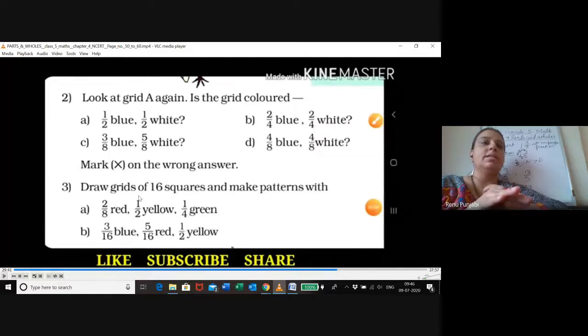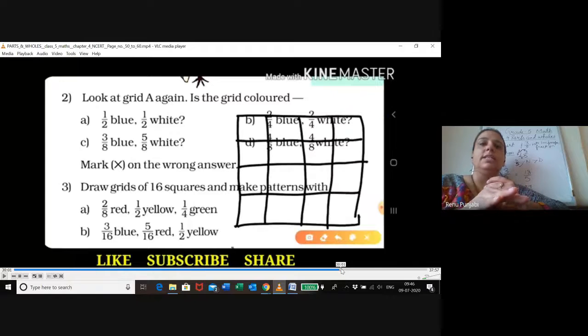Now the third is draw grids of 16 squares and pattern with 2 upon 8 red, 1 upon 2 yellow, 1 upon 4 green. This you will do in your notebook. I'll show you. This will be your home task. This way you will create a grid of 16 squares, and in that you have to color the 2 upon 8 with the red. What will be the 2/8 of 16 squares?